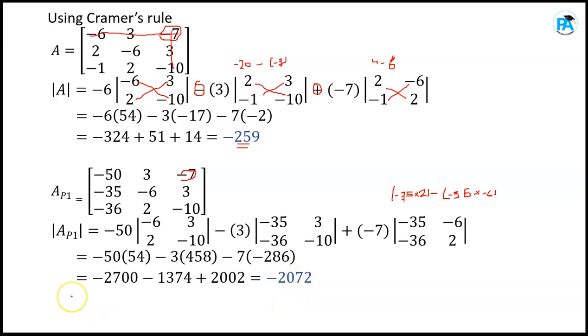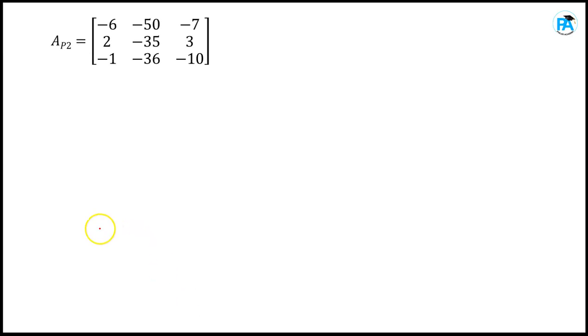So to get the price of commodity 1, price of commodity 1 should be equal to the determinant of AP1 divided by what? The determinant of matrix A. Are you getting it? So what's the determinant of AP1? It was negative 2072, isn't it? Divided by the determinant of matrix A, which was negative 259. So that gives you 8. So we've gotten our P1 to be 8. I hope you are following. Then next, you also find AP2.